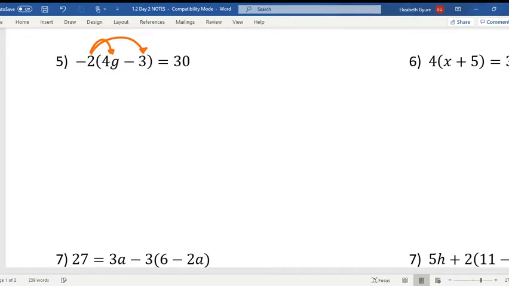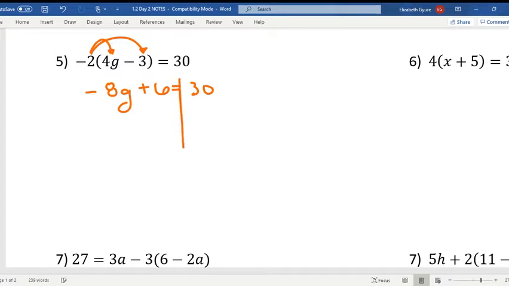-8. So -2 times 4g is -8g. Now distribute to your 3. Corey, -2 times -3 is? 6. Good. So plus 6 equals 30. Now could you do your 2 columns if you wanted to? Yeah. Sure. If you don't want to do 2 columns, then don't. Just make sure you get the same answer at the end.